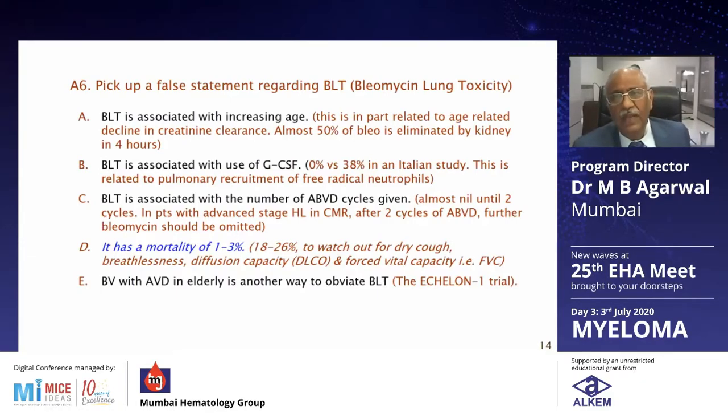50% of bleo is eliminated by the kidney in 4 hours. So if you are 70 or 80-year-old or 60-year-old, your creatinine clearance does come down, and then the bleo toxicity becomes more. About the GCSF, where half of you have gone wrong, it's very important for you to remember: when you're using bleo, try to avoid using GCSF.